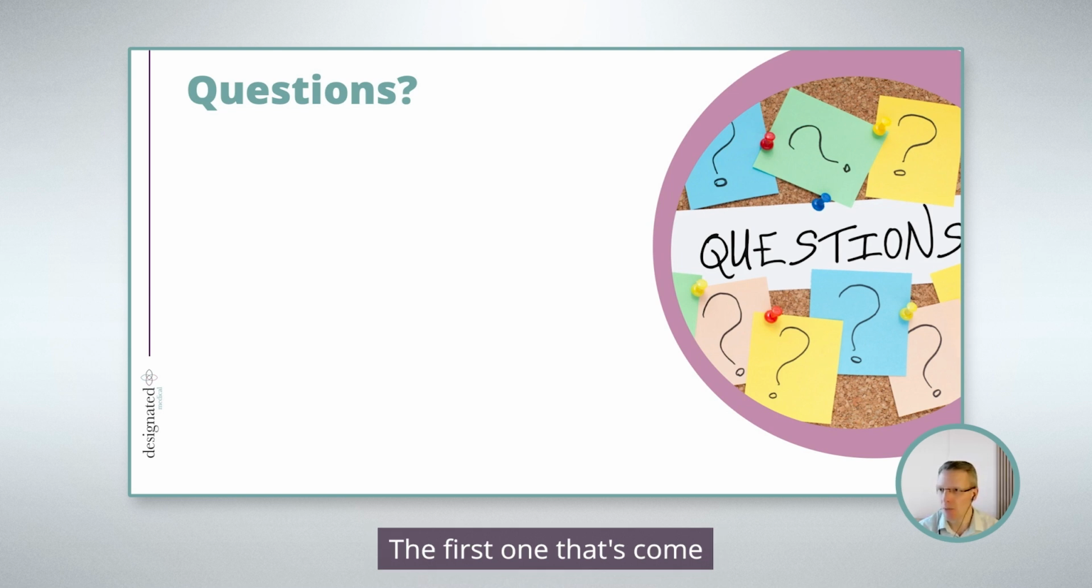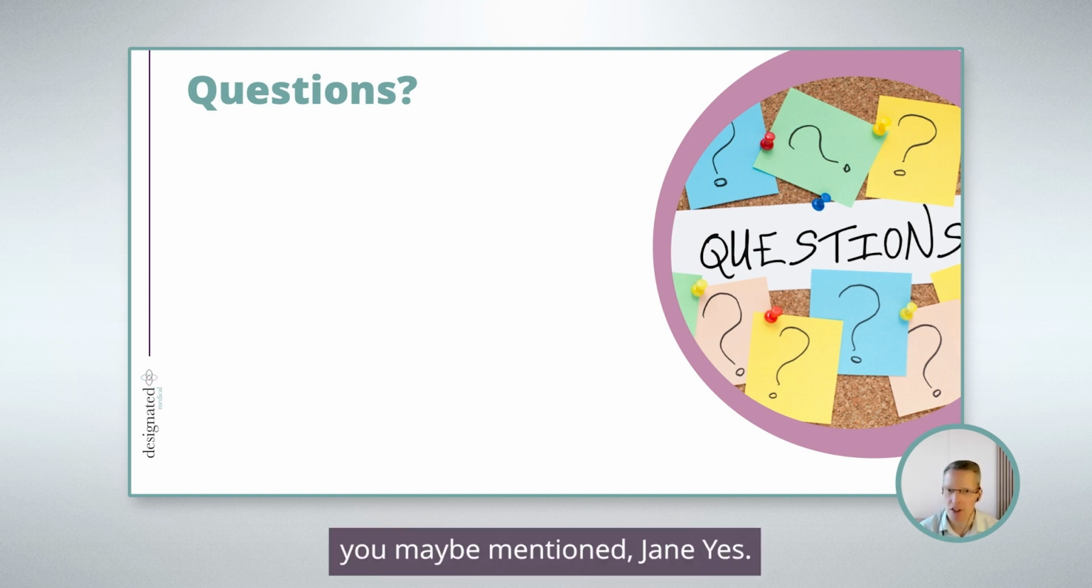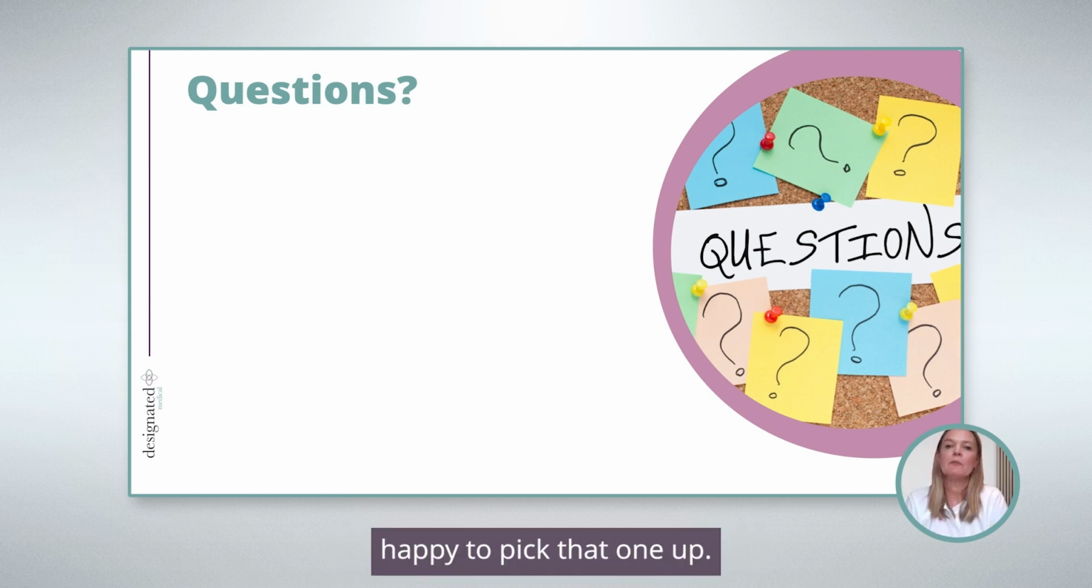The first one that's come through is: can you please elaborate on the IR35 HMRC complications that were mentioned at the end? I think that was something you mentioned, Jane. Yes, I'm happy to pick that one up.